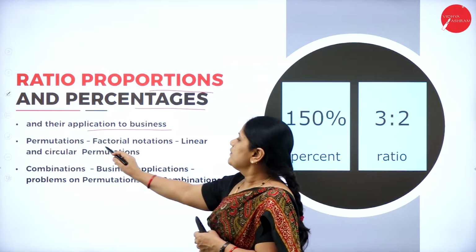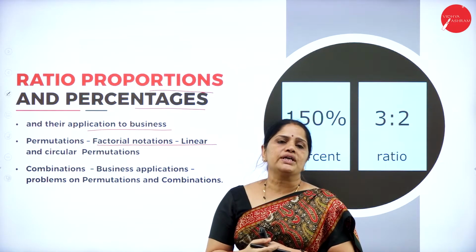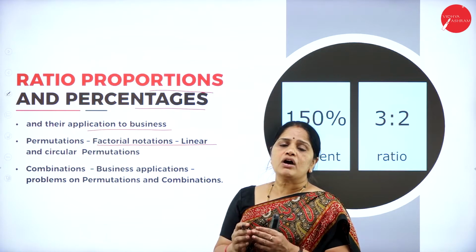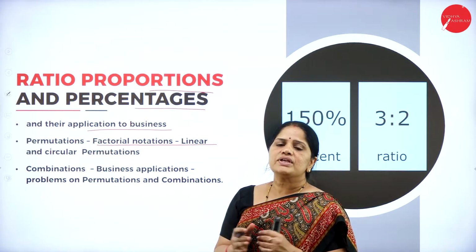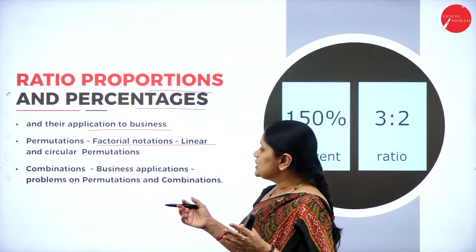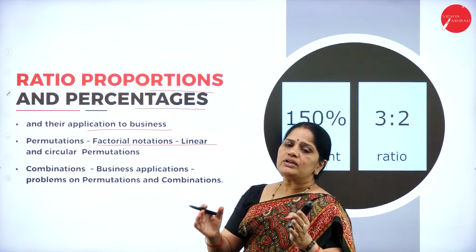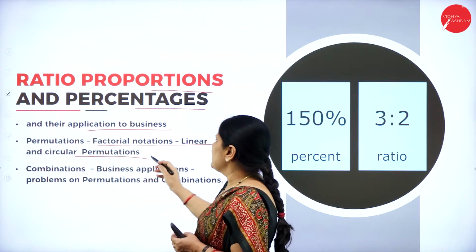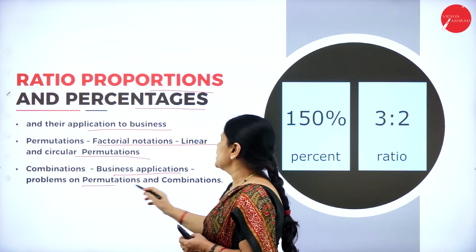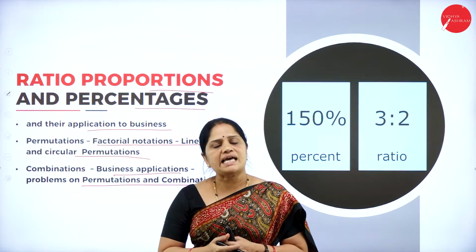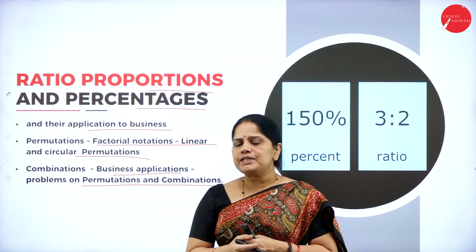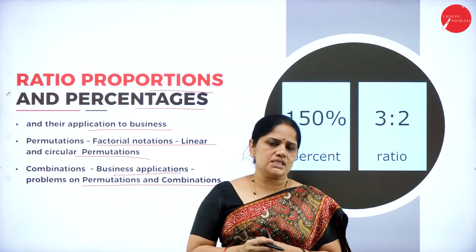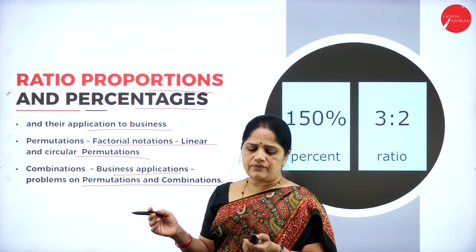Then along with that, we will be having an introduction to permutations. What do we mean by permutation? Permutation is an arrangement of items. So arrangement of things, we call permutations. Then combination is selection of things. When you have to select something, that becomes a combination. Now, what do you mean by factorial notations? Business applications and problems on permutations and combinations. A very interesting chapter. So you will all be learning about this in ratio, proportions and percentages, that is in the third unit of the syllabus.